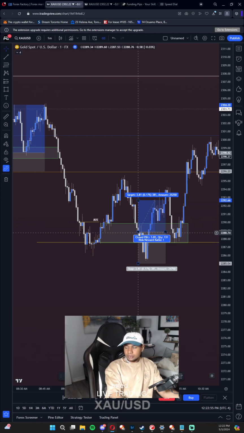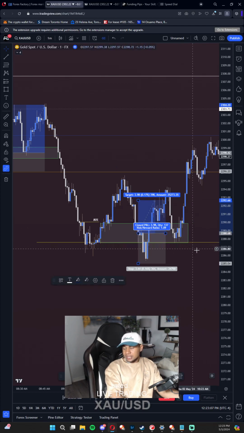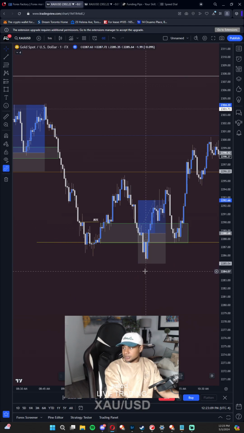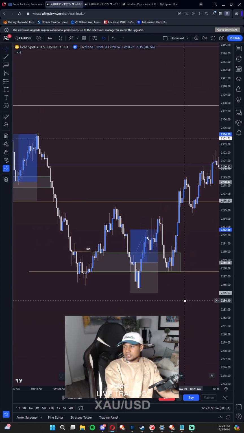So you can see in this one, our entry is in the middle of the fair value gap, which is at 2288.68, and our stop loss is over here at 2285. So about a 35 pip stop loss. Not too bad. This is not a bad stop loss.